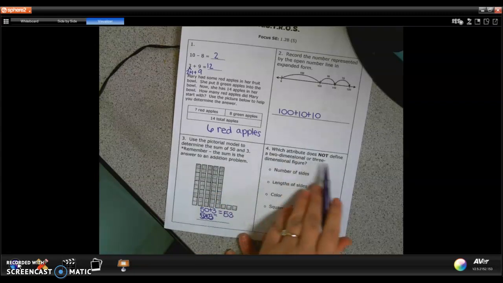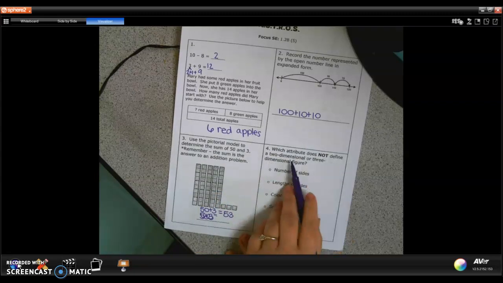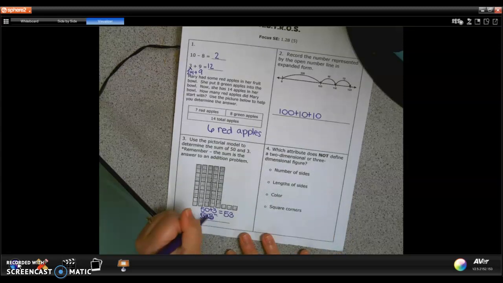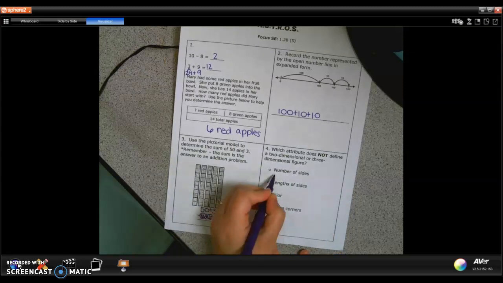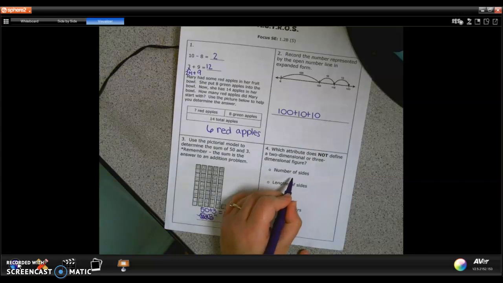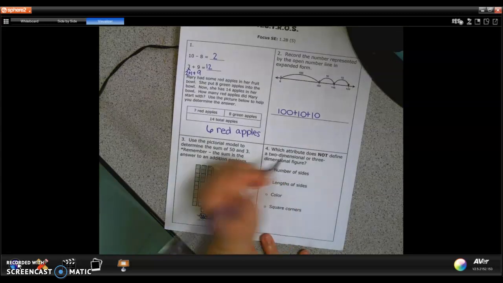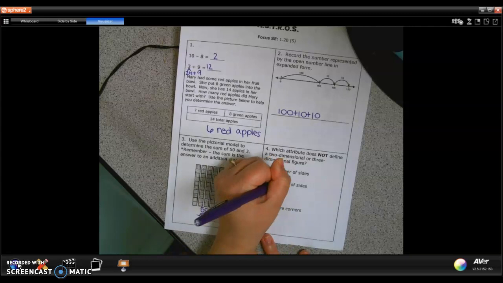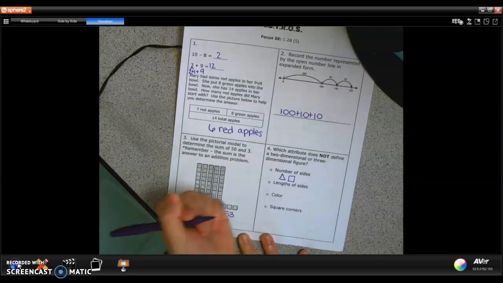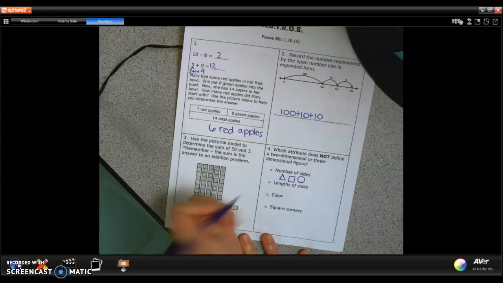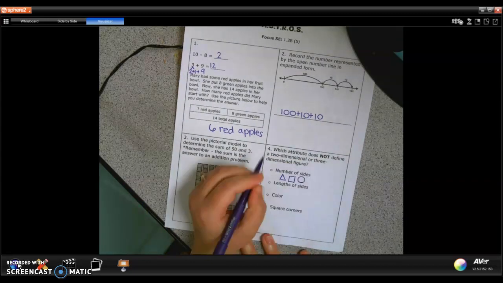Which attribute does not define a two-dimensional or three-dimensional figure? So we're looking for which one does not. So number of sides, that does define our two or three-dimensional figures because a number of sides is going to tell us if it's a triangle, a square, or a circle. So that one is not the correct answer because we're looking for the wrong answer.